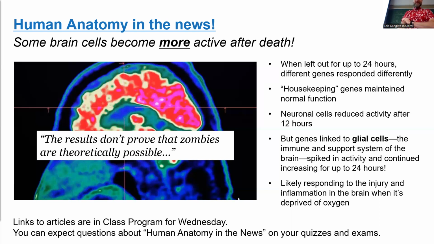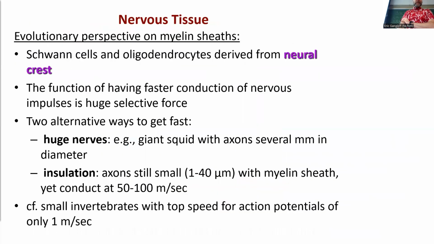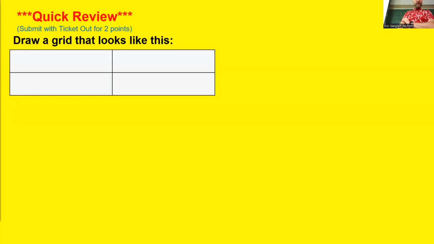Cool. All right. So what I want to do now is a little activity, and you're going to submit this with your ticket out. I said 2 points, but ticket out today is actually going to be 3 points. So in your notes, draw a grid that looks like this, but make it bigger. Take a whole piece of paper and divide it into quadrants.